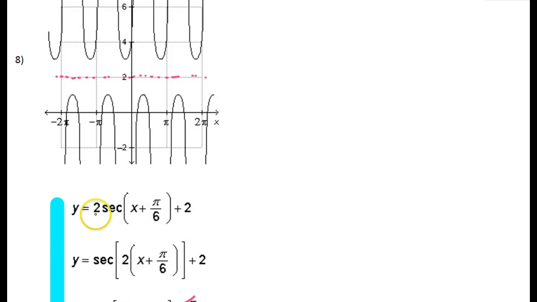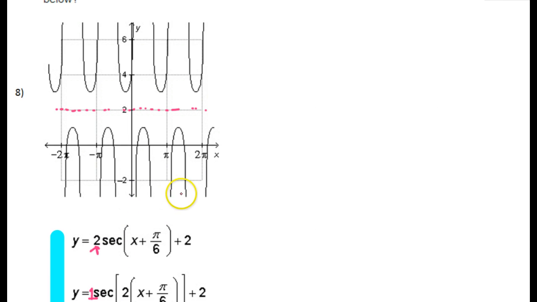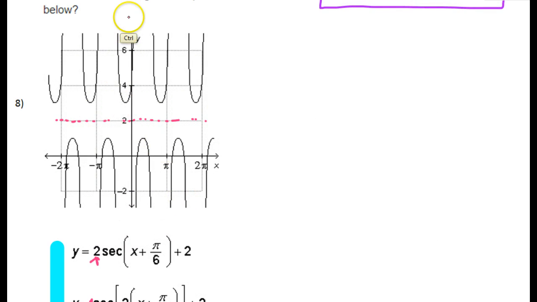I see this one has an a value of 2, so the amplitude is 2. For this one, the a value is 1, and the amplitude is going to be 1. Well, I shouldn't say amplitude actually, because a secant function like this has no high and low. What I'm actually talking about is the cosine function that this is based on.